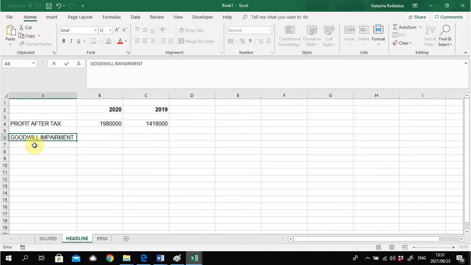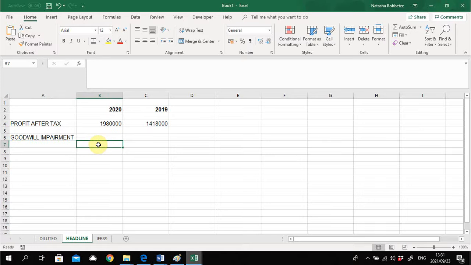Right, so goodwill impairment would have previously been deducted from the profit because it's an expense, and the deduction was actually indicated in the question. So now we're going to have to add it back, and there's only a goodwill impairment for the 2020 year. So it's going to be positive 88,000 times 72%, as the tax rate is 28. There was no goodwill impairment done in 2019.